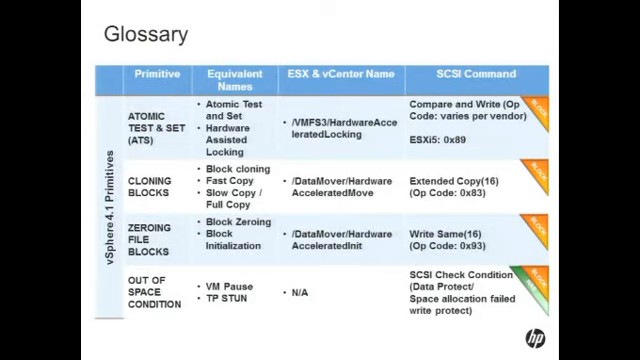And for zeroing file, it is shown in vCenter as data mover, hardware accelerated init. And as I mentioned earlier, the corresponding SCSI command is the write same command. And for the out of space condition, and I think I touched on this already, depending on the type of sense key and additional sense code qualifier that come back to the ESX kernel, if it is a not ready, data protect, or space allocation in progress, then we pause the VM, or in the case of space allocation failed, then we will stun the VM.